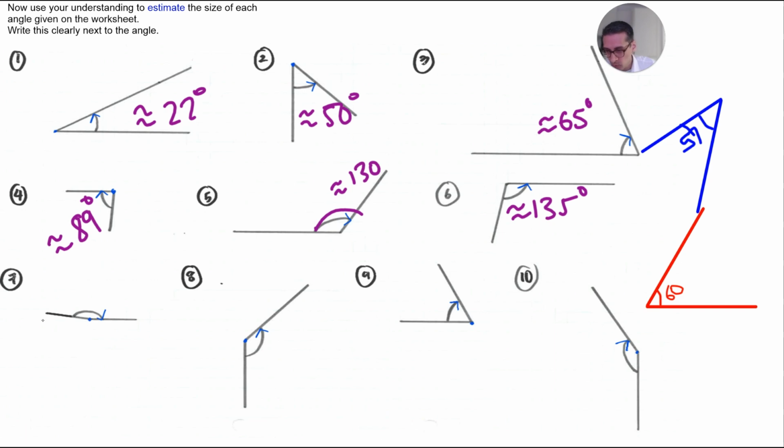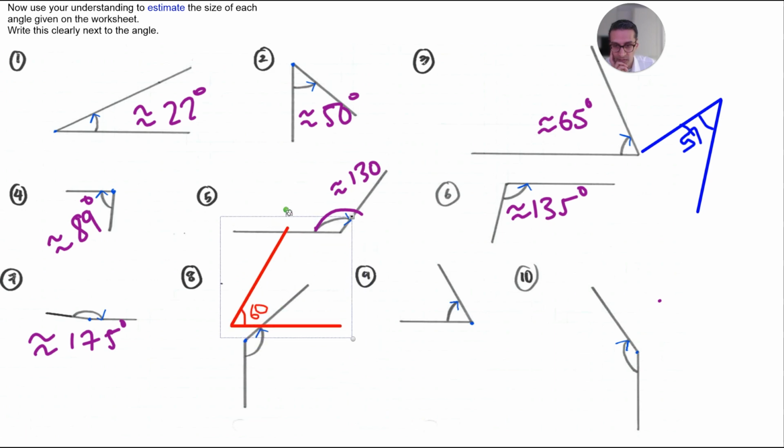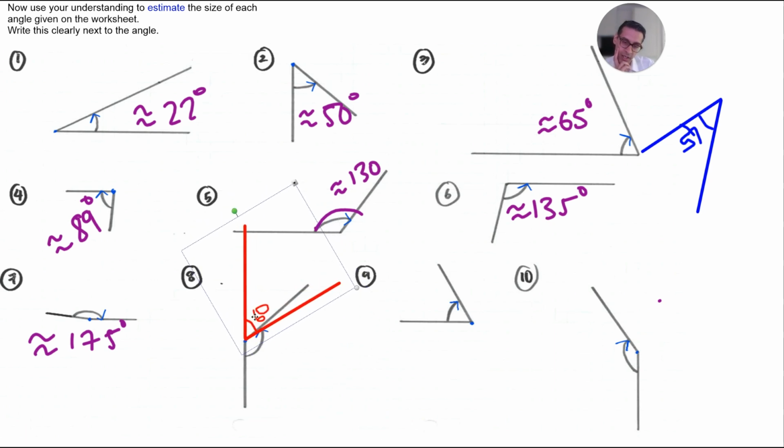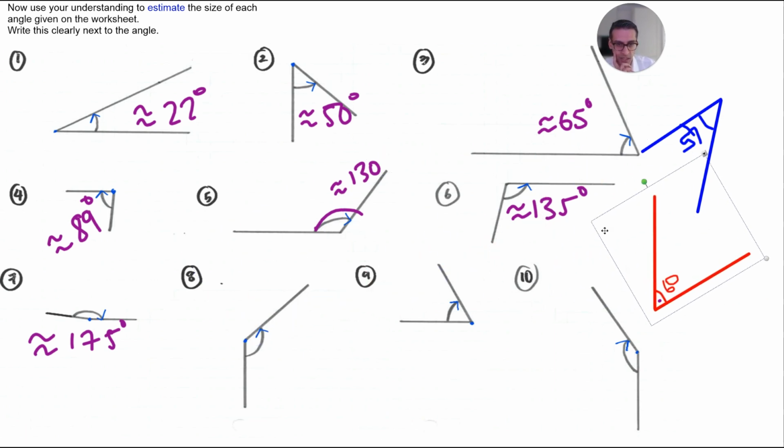This one here is almost 180, but not quite. You can see it's not quite straight. So I'm going to say this is going to be 175 degrees approximately. This one here, let's see what we think it could be. So 180 take away less than 60, maybe that could be 50. 180, that's going to be about 130 perhaps.